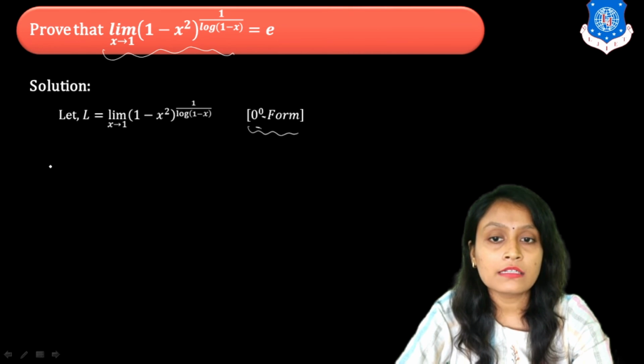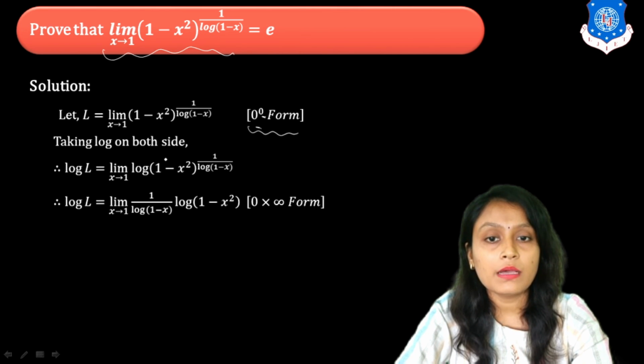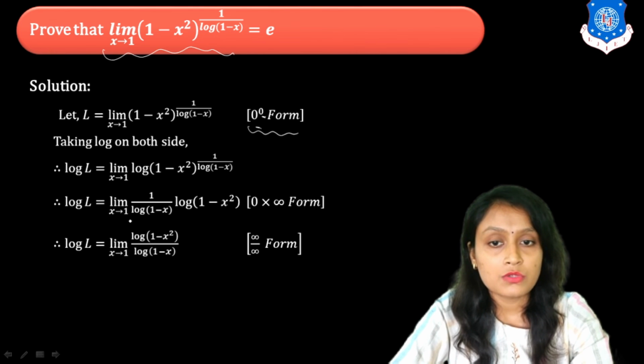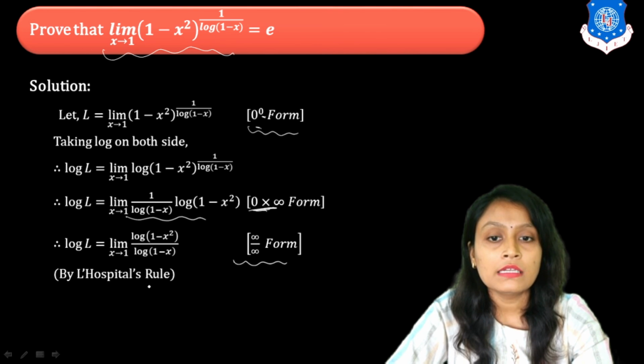Okay, so again we will take log on both the sides. So you will get log L is equal to limit x tends to 1 of log (1 minus x square) whole raised to 1 upon log (1 minus x). Now again apply the log formula. So this term will come here, that is 1 upon log (1 minus x) and log (1 minus x square). Now this limit will give the form 0 into infinite, so we will just rearrange the terms. So you will get limit x tends to 1 of log (1 minus x square) upon log (1 minus x). Now this will give you the form infinite by infinite, so we will apply L'Hopital's rule.